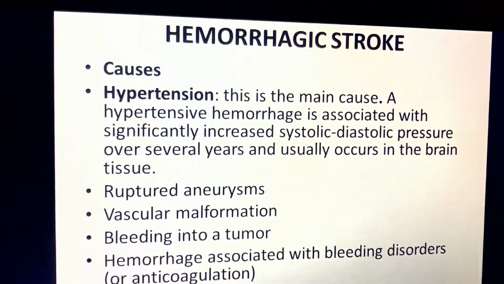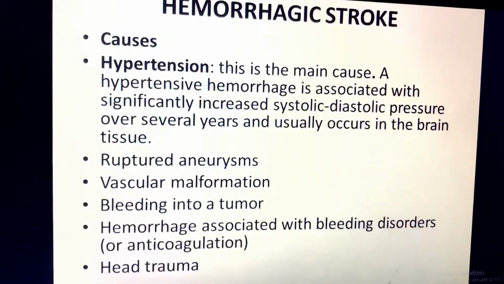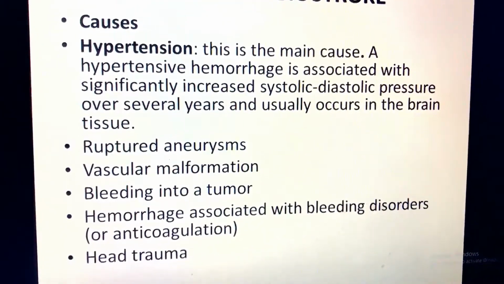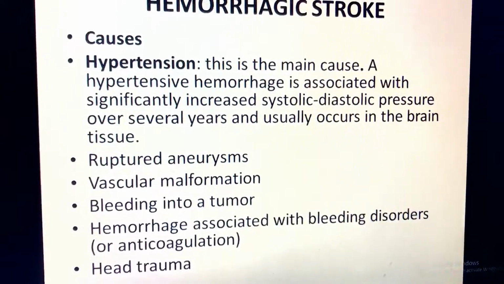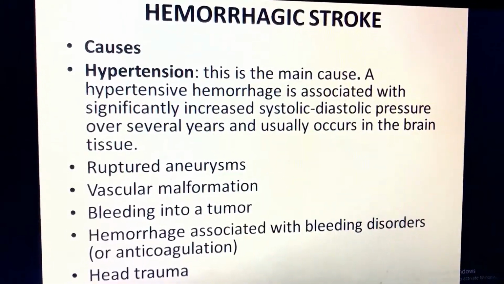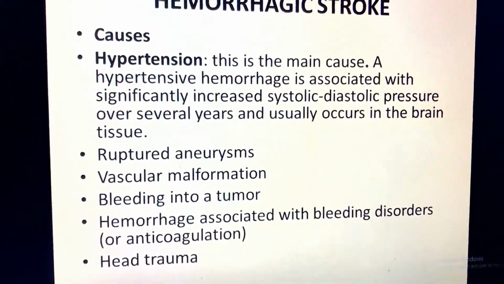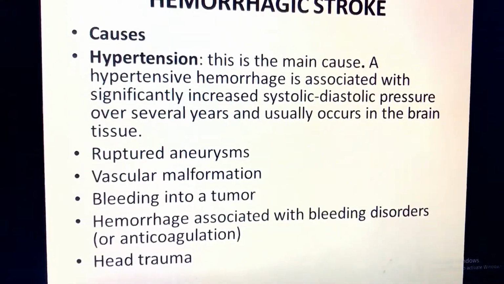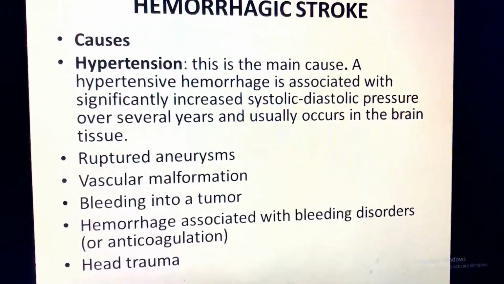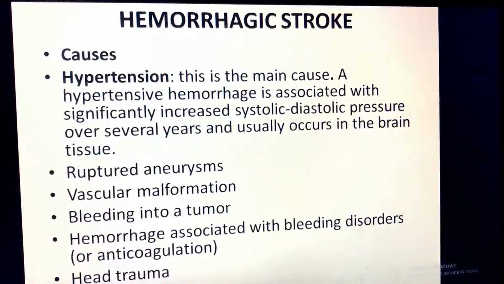Let's see hemorrhagic stroke. Causes of hemorrhagic stroke. The first cause is hypertension. This is really what we call a cerebrovascular accident in the general term. This is the main cause. Hypertension is the general cause of hemorrhage. Hypertensive hemorrhage is associated with significantly increased systolic and diastolic pressure over several years and usually occurs in the brain tissues. Many people are killed by hypertension, and it is a silent killer. It can cause hemorrhagic stroke slowly in the brain.